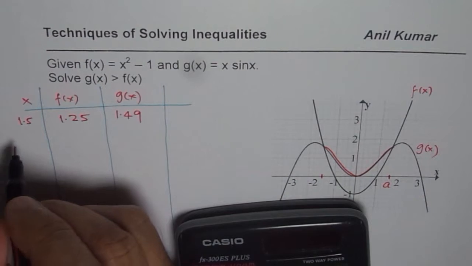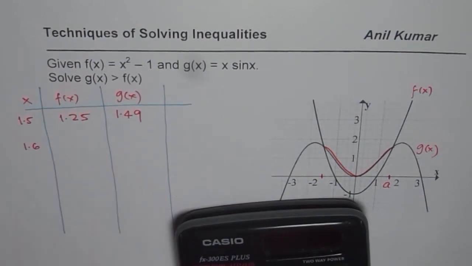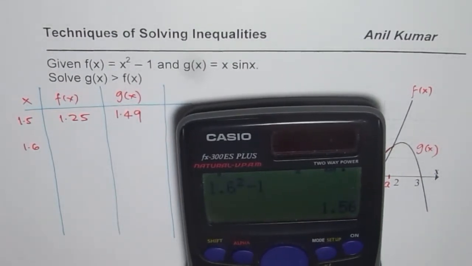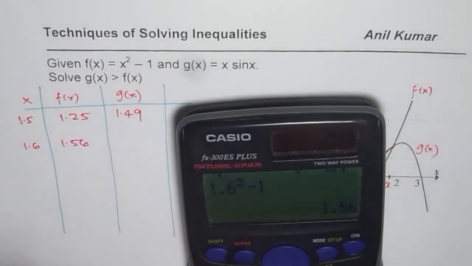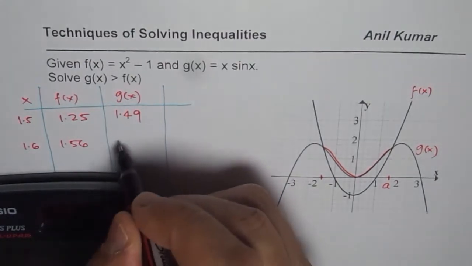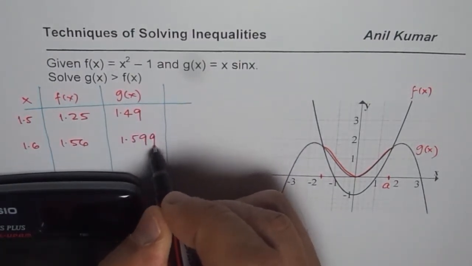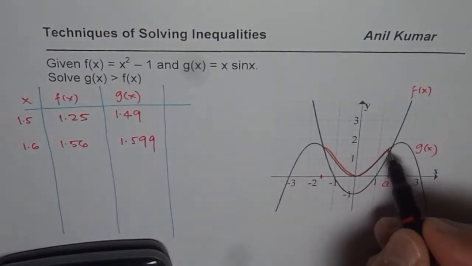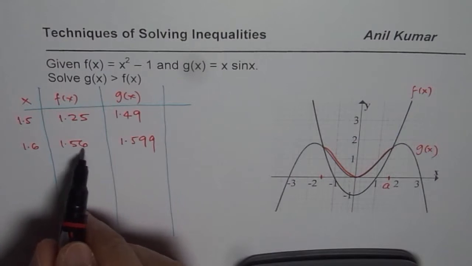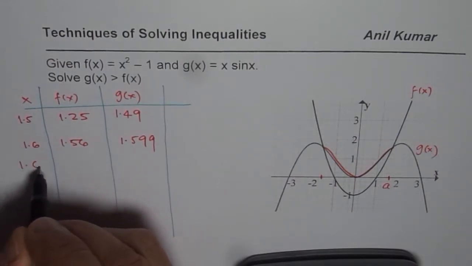Is it okay? So let's try the value 1.6 now. So 1.6 squared minus 1 is equal to, in decimals, 1.56. Now let's do 1.6 times sine of 1.6 within brackets. Remember, it should be in radians. 1.599, right? So we get 1.599. So still the sine function is higher, so we can move slightly more to the right. It's very close, 1.56. So let's try 1.61.